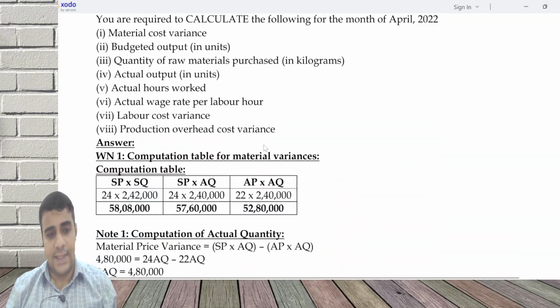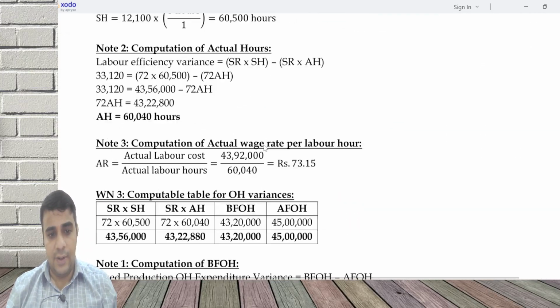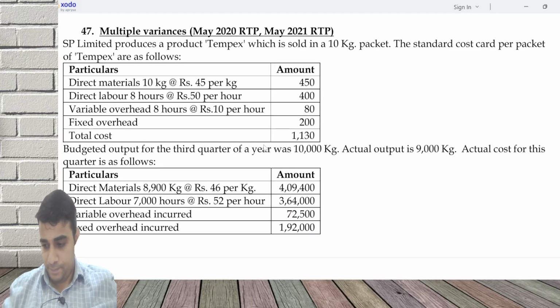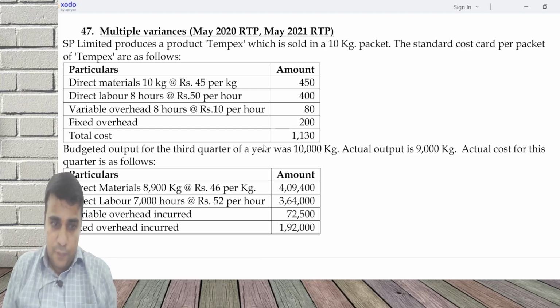46, I'll do it in the next session. It will take a little bit more time. Go through 47.